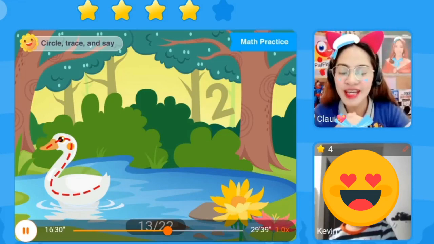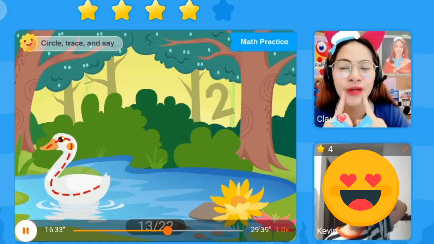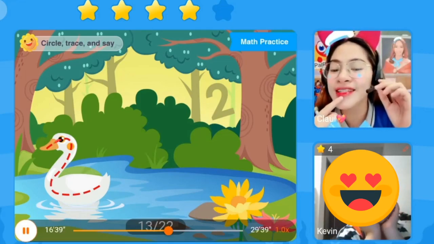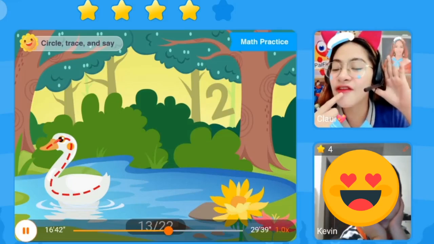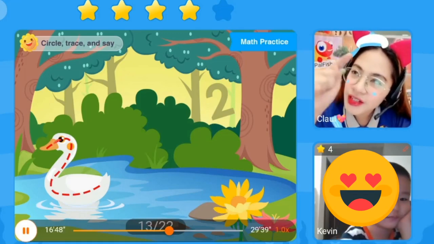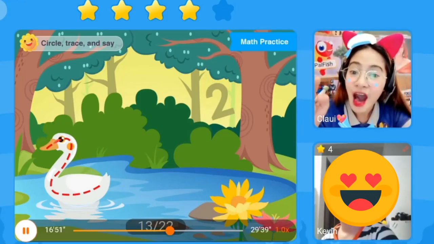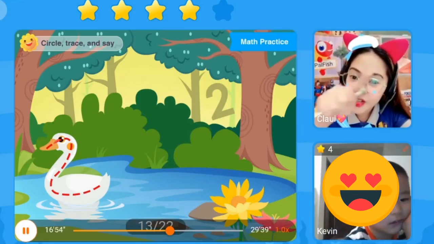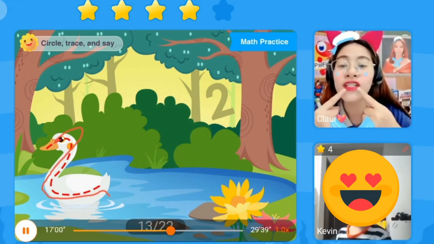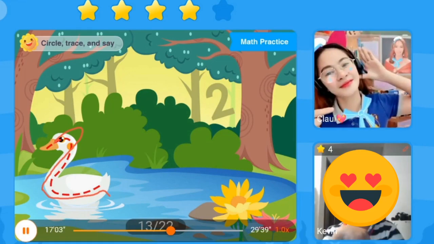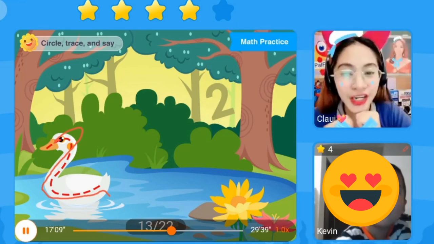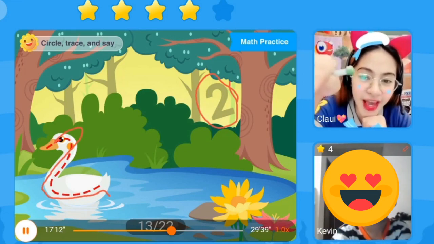Okay, now look. This is the forest. Can you repeat the word forest? Forest. Okay, can you trace number two? Trace number two. Do it. Very good. Now say the word swan. Swan. Can you find number two? Look, there's number two over there.